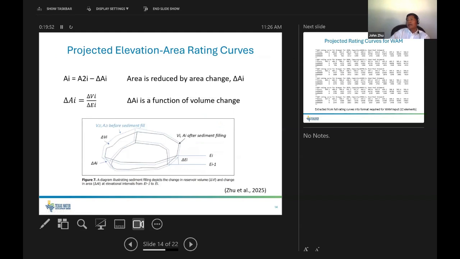Then for area, it follows the volume, because the area will equal the last area minus the area taken by sedimentation. And how we do this is that the sediment volume is divided by the elevation interval. So we get the area reduction for the future rating curve.